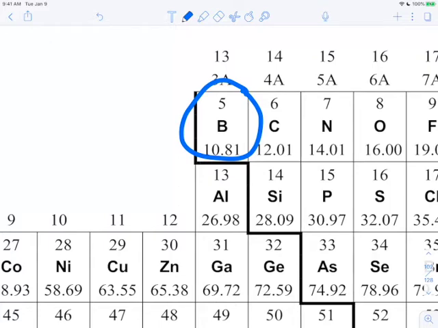So how many protons in boron? All right, excellent. So I'm seeing lots of 5s.